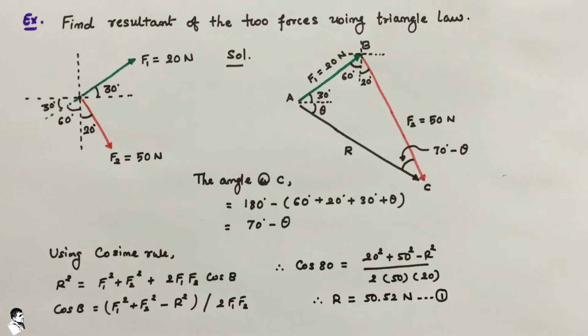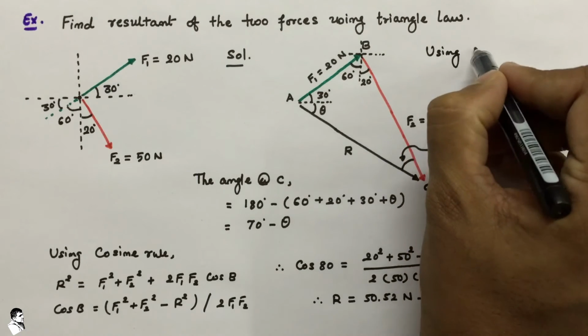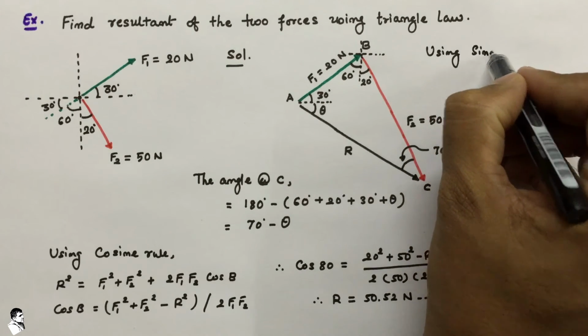Now if we try to find the direction of that resultant, or we can say the theta value, that theta value is found using the sine rule. So I can write here using the sine rule.